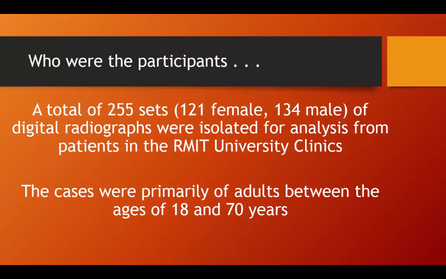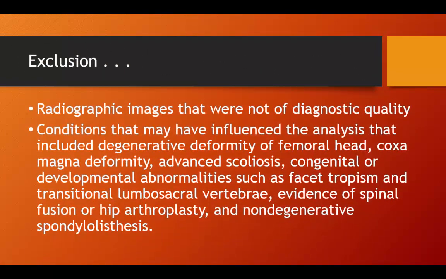So who were the participants? There were a total of 255 sets of digital radiographs isolated for analysis from patients in the RMIT University clinics. The cases were primarily of adults between the ages of 17 and 70. So what were the exclusion criteria? Well, radiographs that were not of diagnostic quality and conditions that may have influenced the analysis found on radiographs.